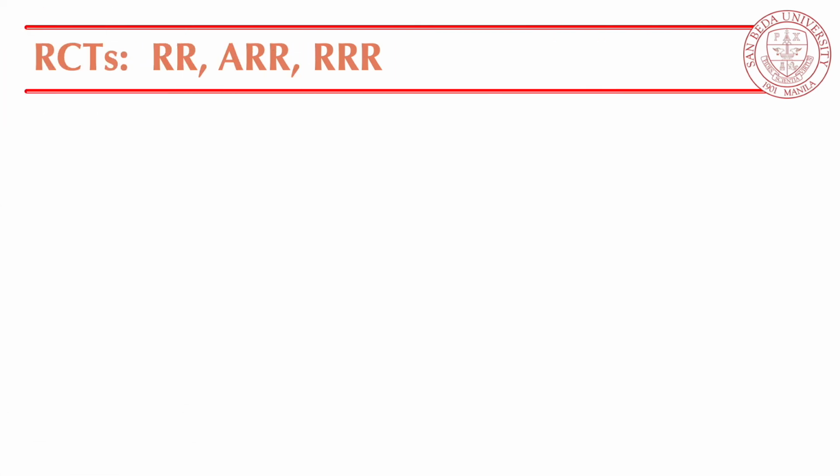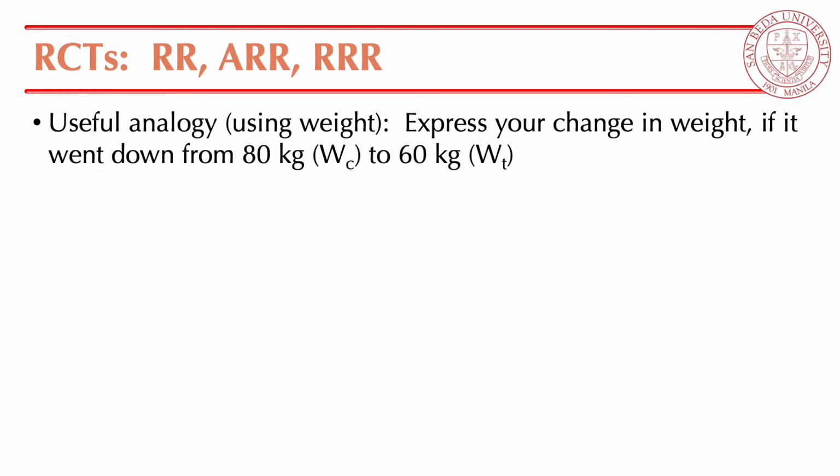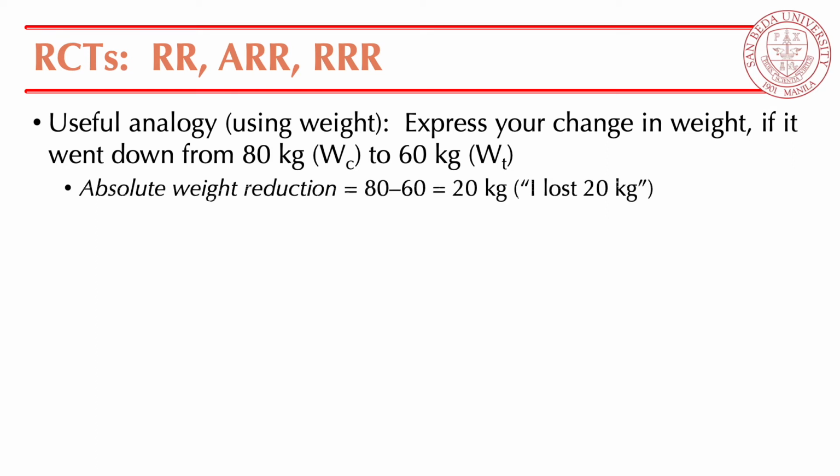Now, in case you're still finding some difficulty interpreting the 3 treatment effect measures I just discussed these past several slides, try using the weight analogy. Let your weight represent your risk for the negative outcome. Let us say after intervention, which could be exercise or proper diet, your weight went down from 80 kilograms to 60 kilograms. 80 kilograms represents your baseline risk, while 60 kilograms represents your new risk. You can regard ARR like this. Your absolute reduction in weight is 20 kilograms, which is the difference between 80 kilograms and 60 kilograms.